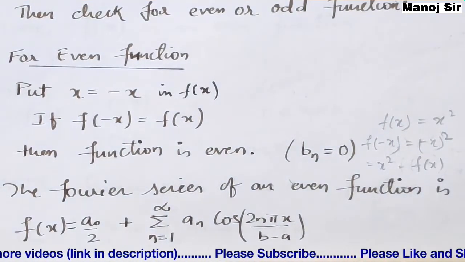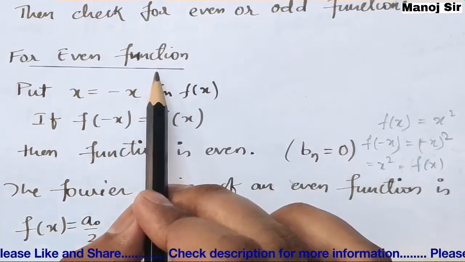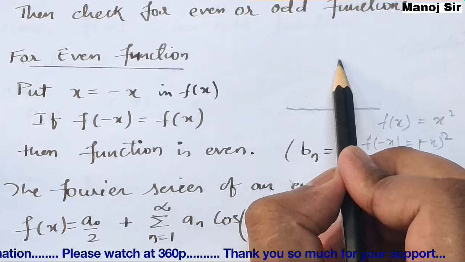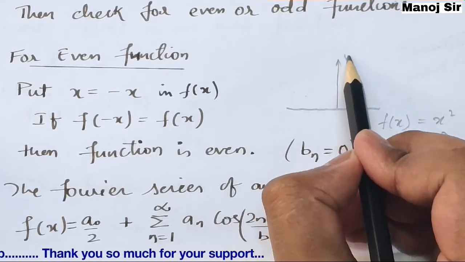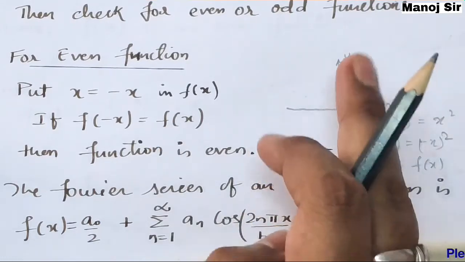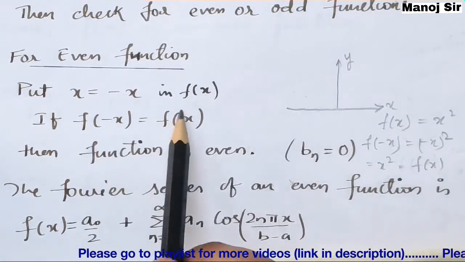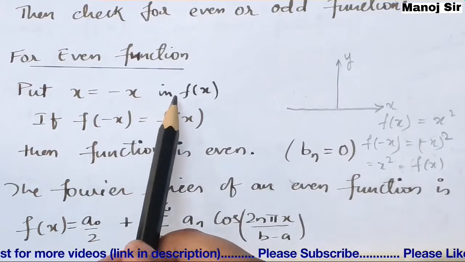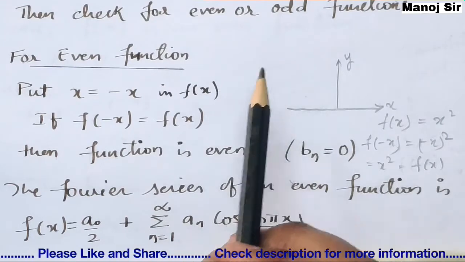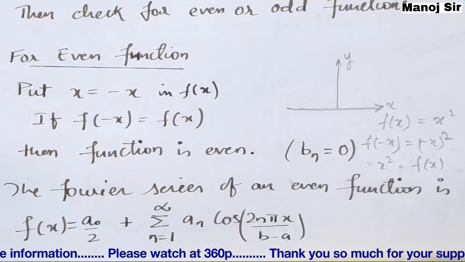Now there is one more thing for even function. If f of x is my even function, then the function f of x is always symmetric about, if this is y-axis and this is x-axis, then the function f of x is always symmetric about this y-axis. This is the important point. If the function is f of x and that function is even function, in that case the function is symmetric about y-axis.